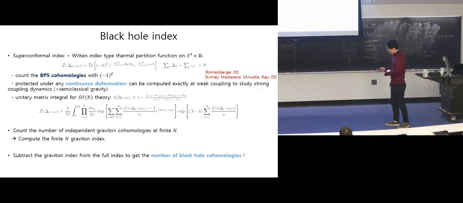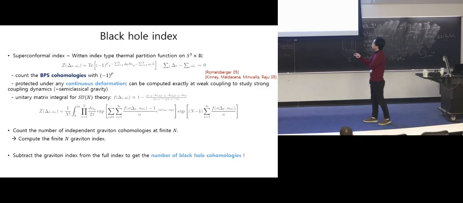Okay, so in order to find such an operator, I like to start from the index. So we want to consider the superconformal index, the Witten index type thermal partition function on S3 times R. And this index will count the number of BPS operators with (-1)^F. And the nice thing is that this is protected under any continuous deformation, so we can exactly compute this index at weak coupling to study strong coupling dynamics.